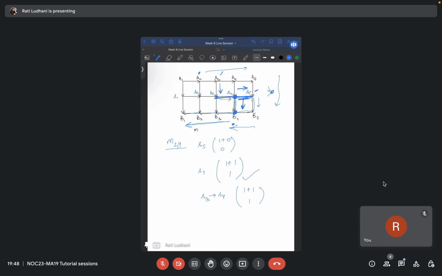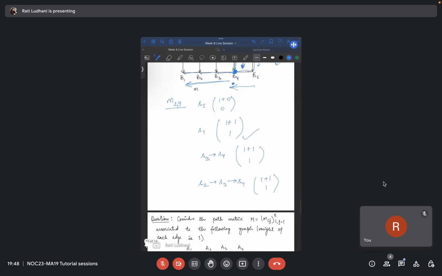So now what you can do, you can go to s2. Now again, if you go to s2, you cannot go to b2 because b2 does not get you to b4. So again you will go to s3, and when you reach s3, you have to go to s4 because you need to reach b4. So this will again give 1 plus 1, choose 1. So like this you can actually calculate it.